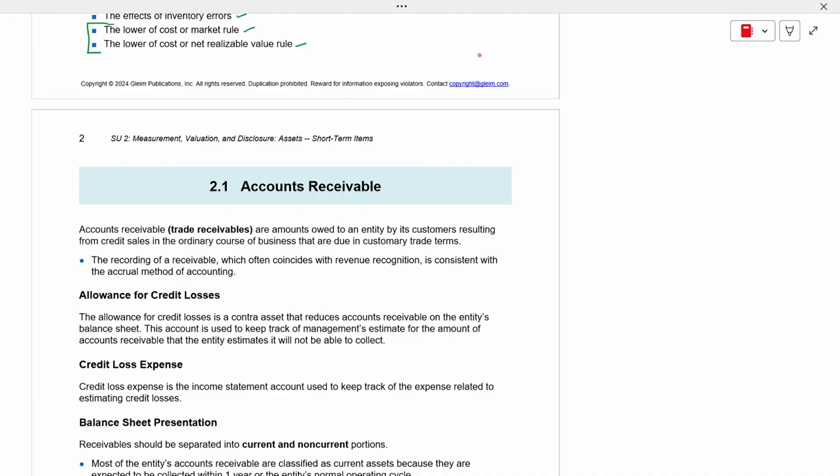Trade receivables are the amounts owed to the entity by the customers from credit sales in the ordinary course of business. There will be trade terms and conditions: 30 days, 60 days and 90 days. The recording of receivable often coincides with revenue recognition. When revenue and sales are there, automatically you will have credit sales, consistent with the accrual method of accounting.